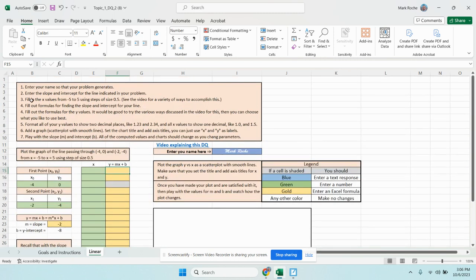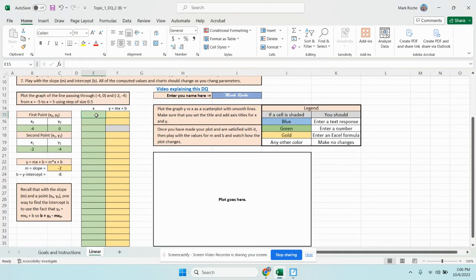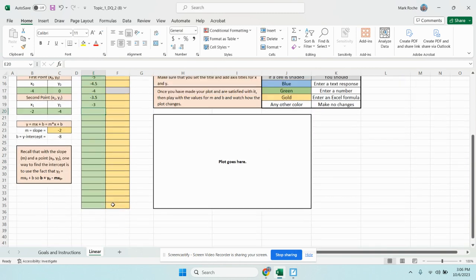So from there, it says fill in the values x from -5 to 5 using the step size of 0.5. So we would start at -5 here. And then here we would increase that by 0.5. So this would now be -4.5. Then we would do -4, then -3.5, then -3, and so on and so forth. And you could fill in the entire column of green numbers here.